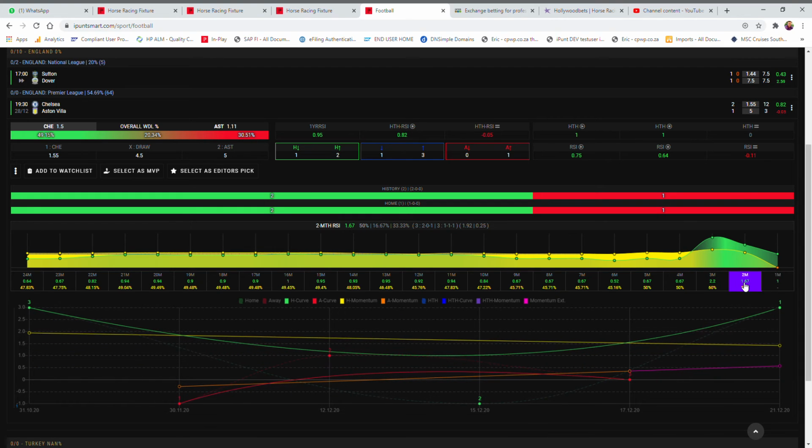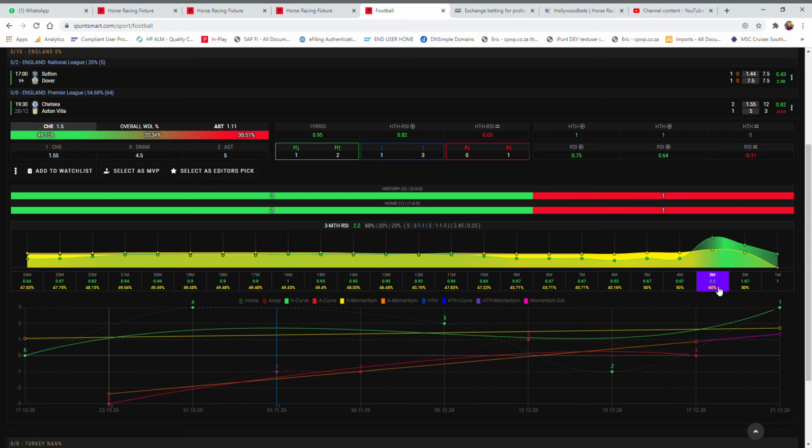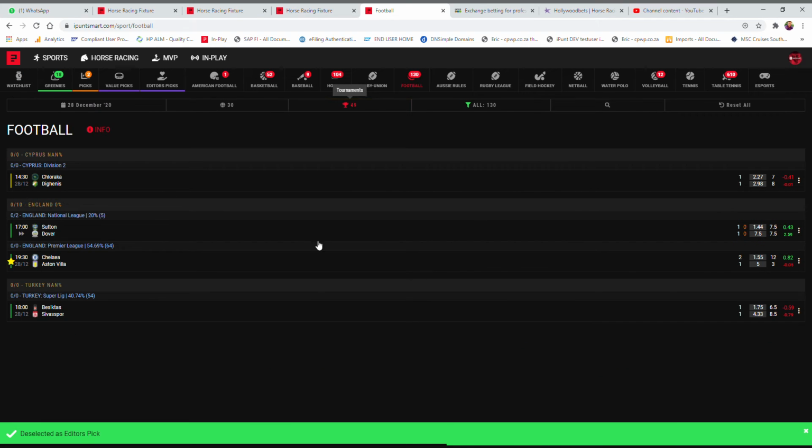If you look at the 2 months, there's more games, 3 games by the home team Chelsea. They've won 2 and they lost to the Wolves. And Aston Villa's 3 games, they've won 1, drawn 1 and lost 1. Average on the 2 months is a 1.67 positive for Chelsea. Percentages is a 50% chance for Chelsea. So moving that to the 3 months is even better, 2.2. So I think Chelsea should beat Aston Villa tonight.